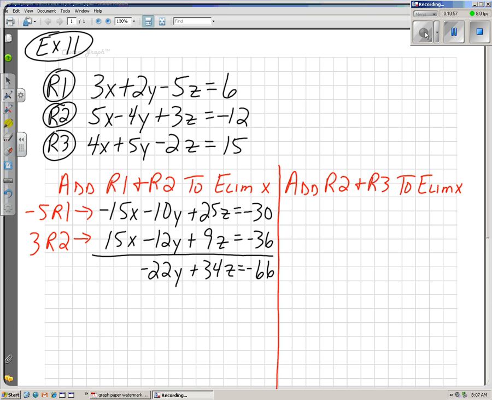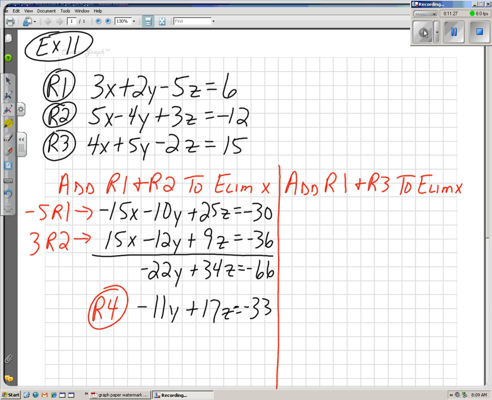And I get my row 4, but remember, always look for a way to simplify it. Now these are all divisible by 2, so I'm going to simplify it by cutting everybody in half, and that'll be my row 4. Now I said to add row 2 and row 3 to eliminate x. The important thing is to eliminate x from row 3. So I'm going to show you that you can use row 1 or row 2. The important thing is on the first step, eliminate x from row 2. The second step, eliminate x from row 3.